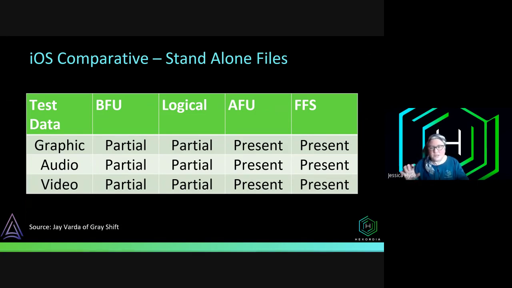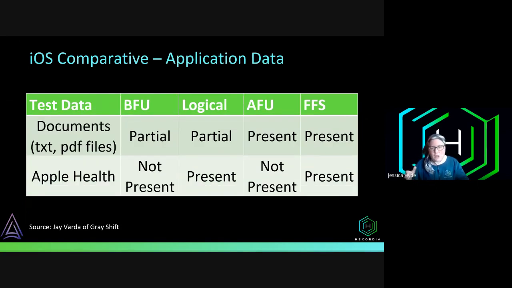Now, there are some interesting places, like when we talk about documents, you really need AFU or better, AFU or full file system, to be able to get them all, but you will get some partial recovery. Partial recoveries scare me even more, because when you have partial recoveries of data, you can think you have something.